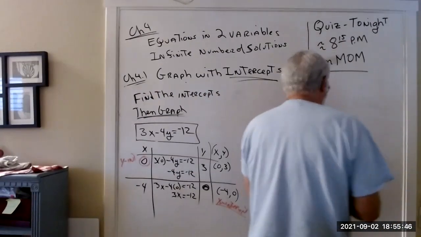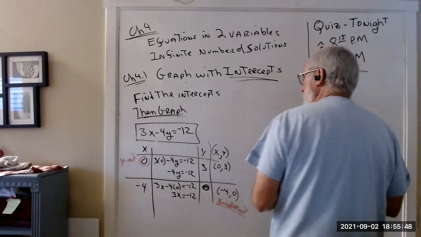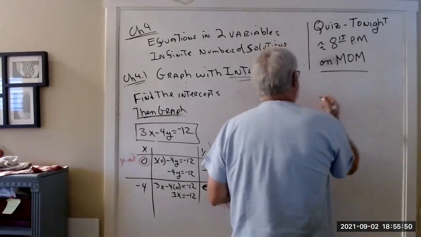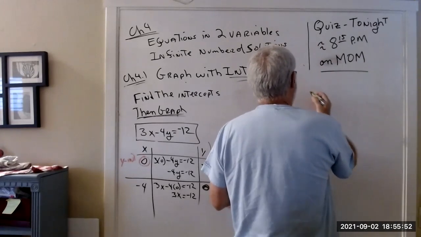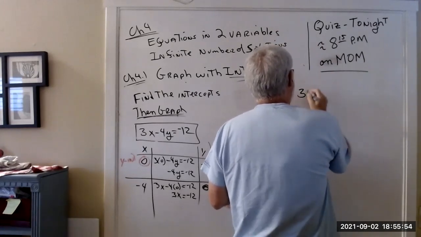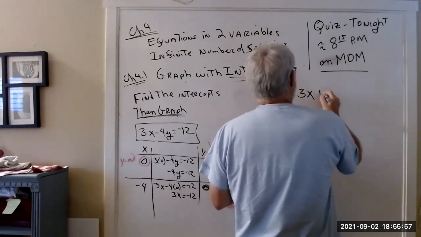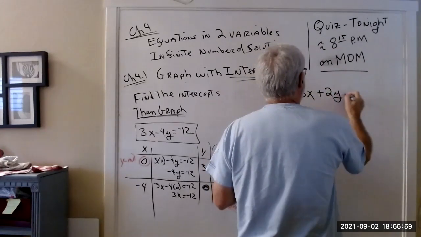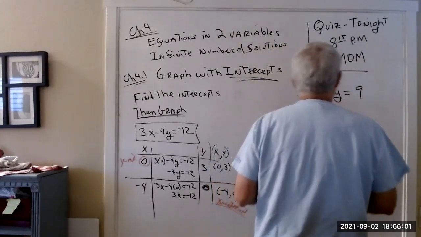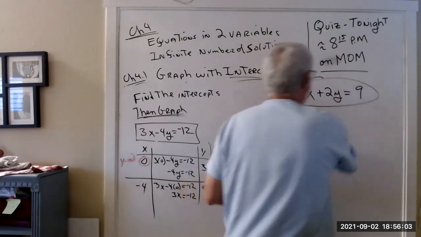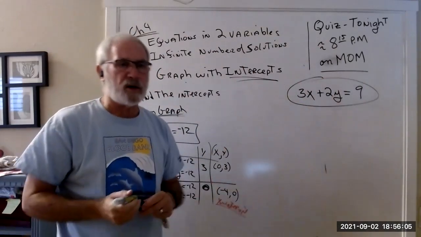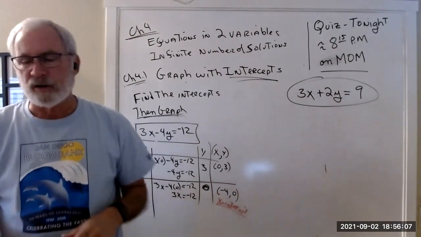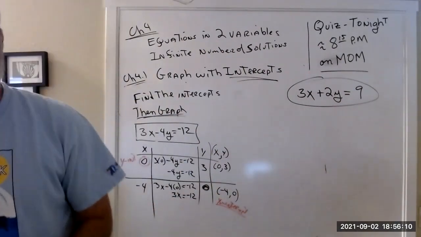So I want you guys to, same thing, find the intercepts and graph this, and I'm going to be kind of mean. 3x plus 2y equals 9. So for that problem, find the intercepts any way you want. I don't care if you build a table or not, or do it in your head, and then graph the thing.